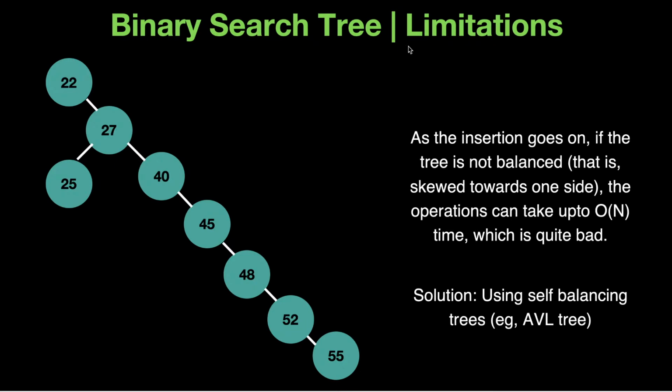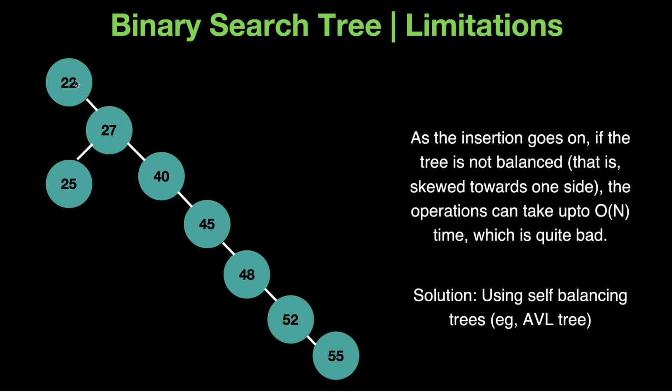So let us see some limitations of binary search trees. The limitation is quite straightforward here. What you can see is a binary search tree. If you look, all of the nodes in the right subtree of 22 are greater than 22, right? And all of them follow the property of a binary search tree.